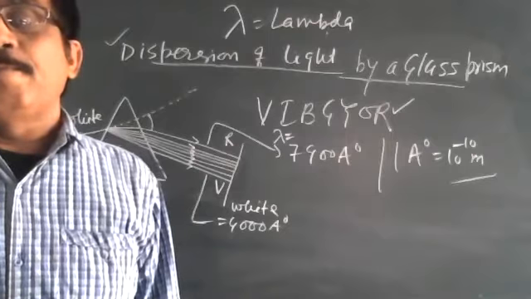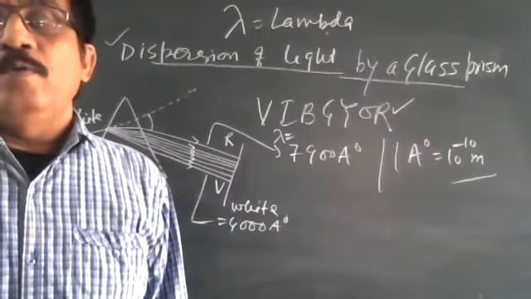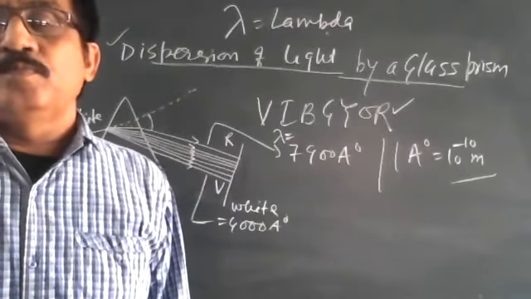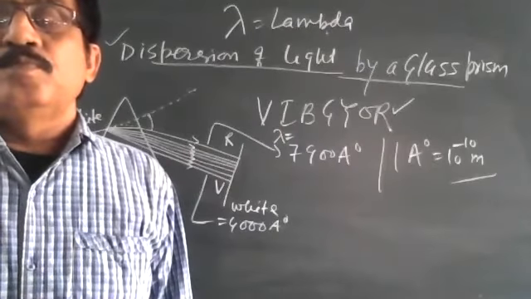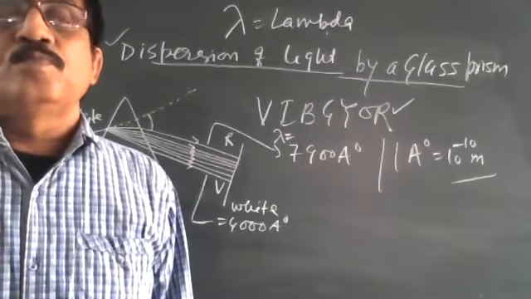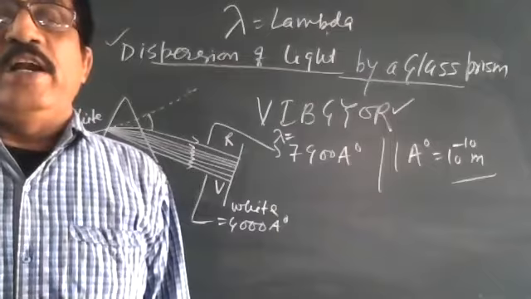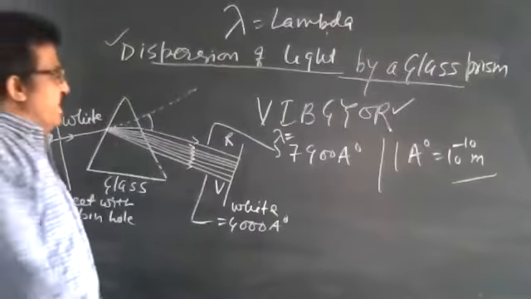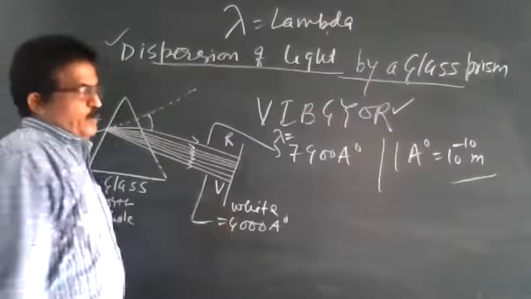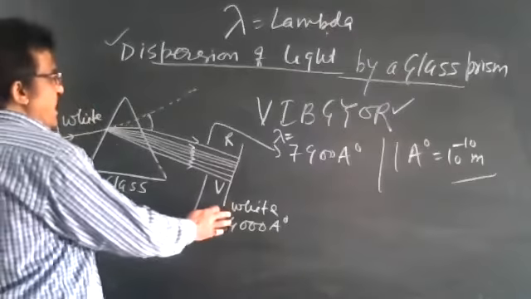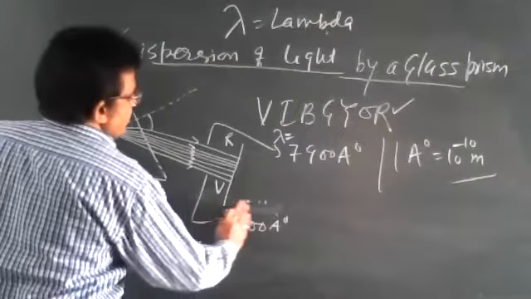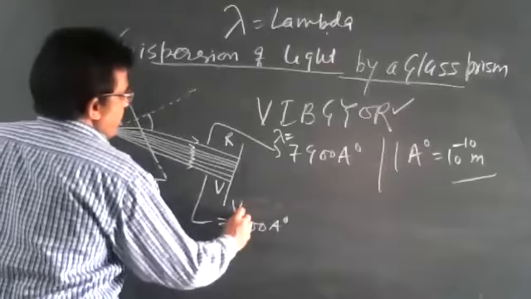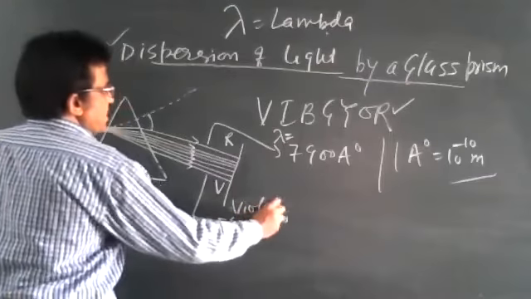Okay. Now, my dear children, this is the wavelength of violet color. This is violet color here.